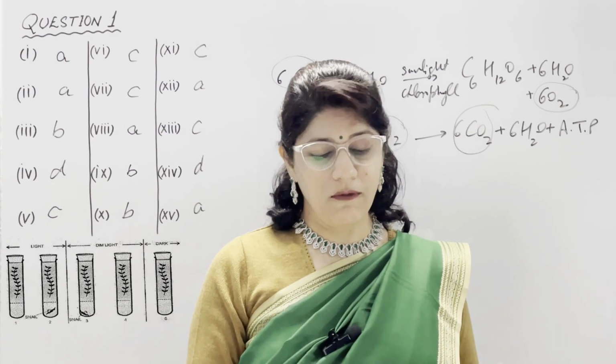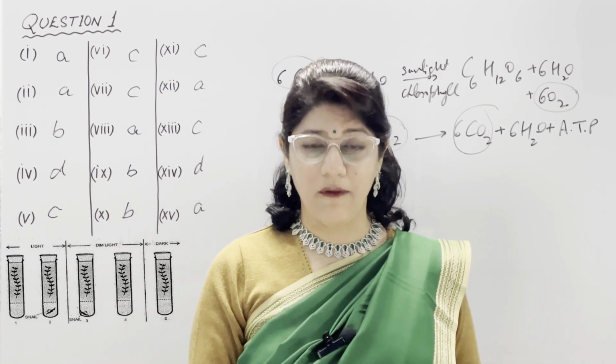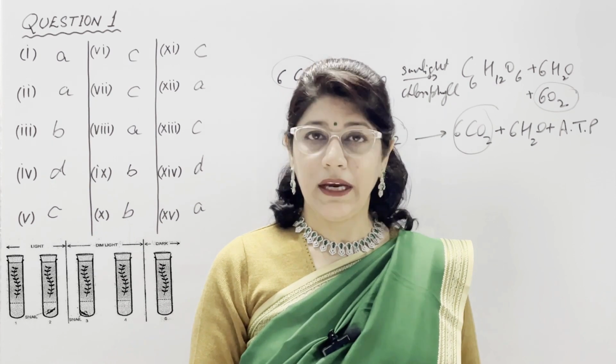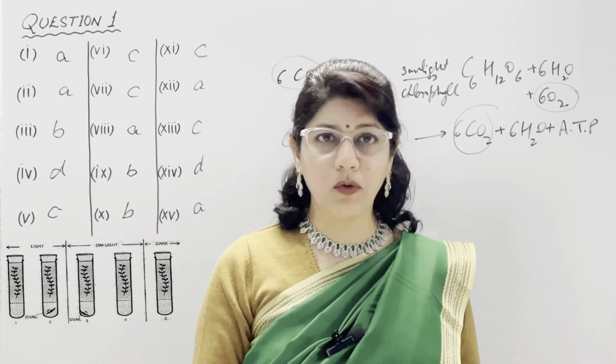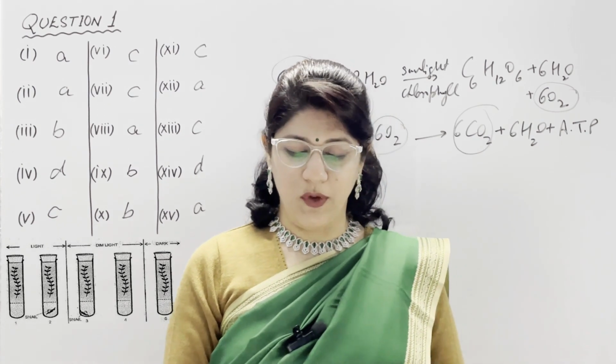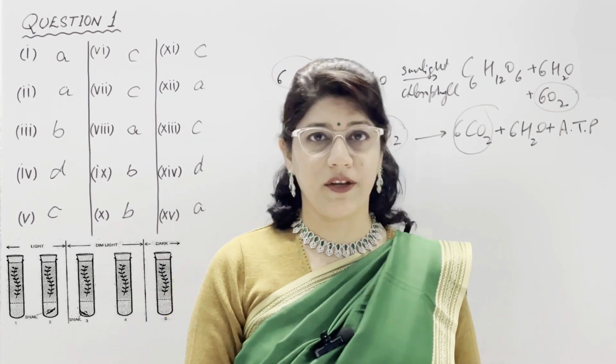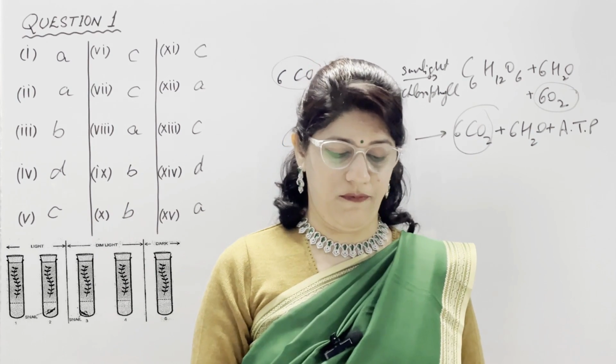In E part, in which test tube the plant may survive for the shortest duration? It is tube number 5. Absence of sunlight, the plant could not prepare food. So it may survive for the shortest duration in tube number 5.